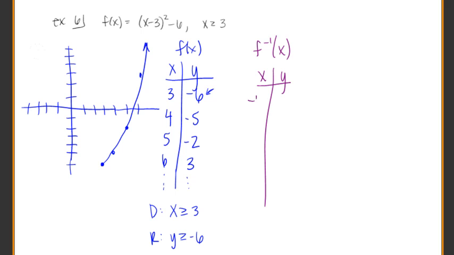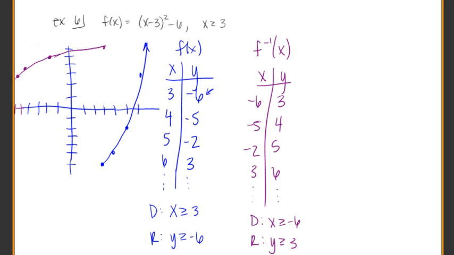So -6, -5, -2, 3. And our x's, our y's here, now we're the x's. So in other words, the domain here is x is greater than or equal to -6, and the range is y is greater than or equal to 3. Let's draw the graph. So at -6, 1, 2, 3, 4, 5, 6, we were up at 3. At -5, we're up at 4. Yeah, I need to do a better job of that, but -2 is 5. And 1, 2, 3 is up at 6. So you can definitely see it's another half parabola, and they're eventually going to cross and reflect each other along that line y equals x.